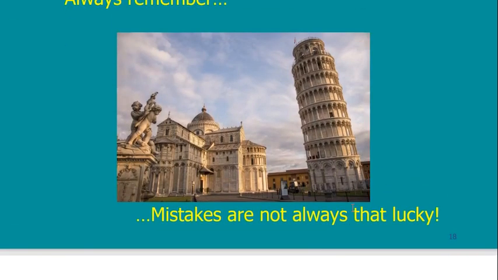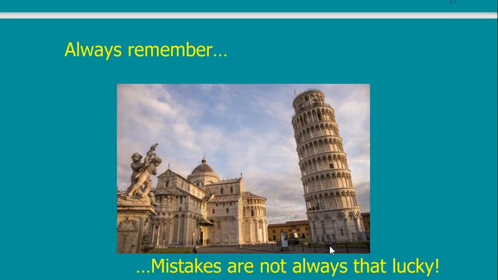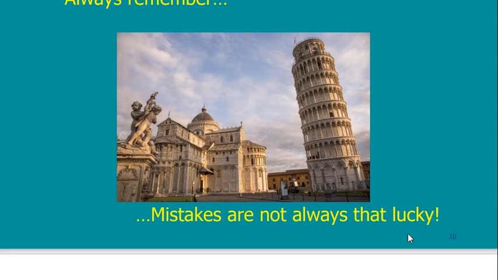Finally, to end up our lecture, just a reminder of the Pisa Tower. Usually I put it at the end of the introduction, that you have always to remember that mistakes are not always that lucky. Mistakes end up in jail, not in photos and being very famous and well known. No, don't expect this. So you have to study.